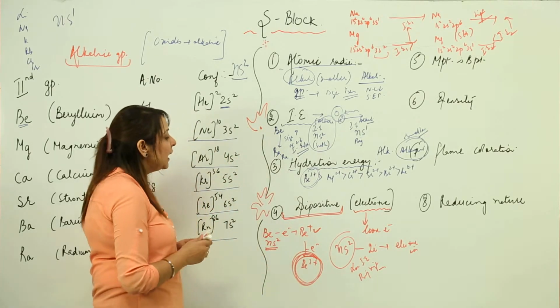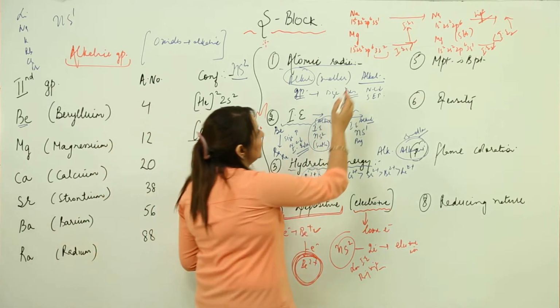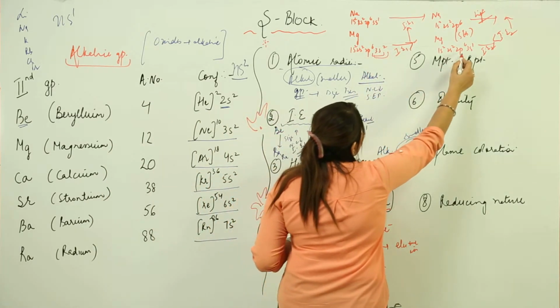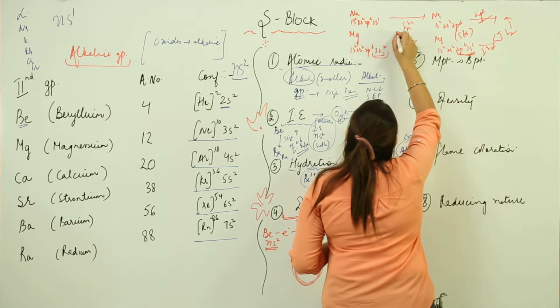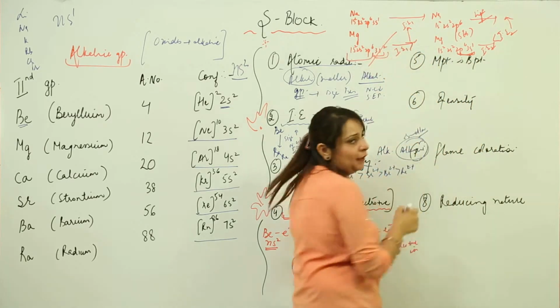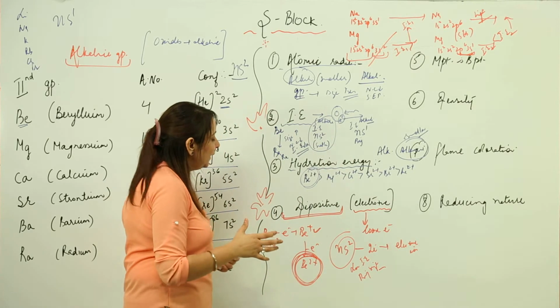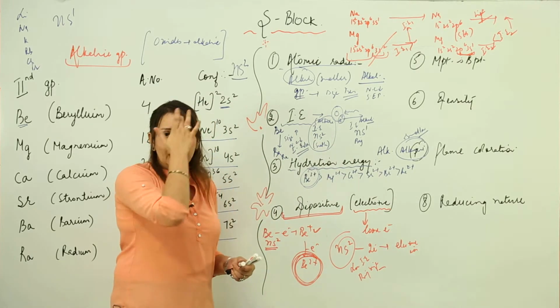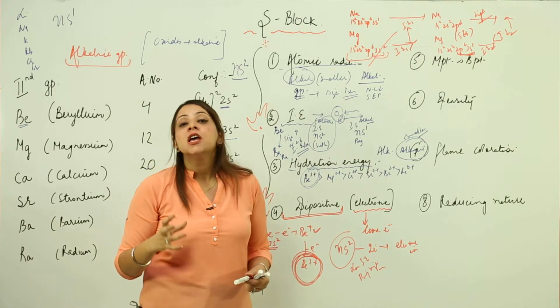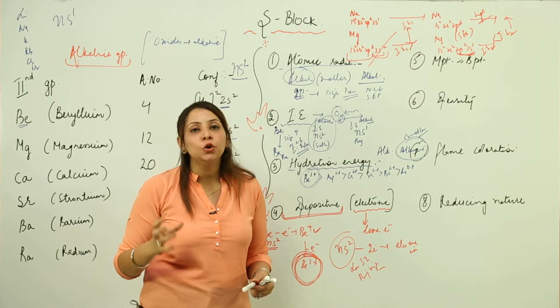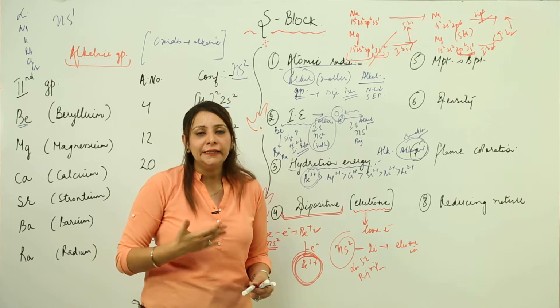The reason being, after removal of 1 electron, as you can see here, they have not acquired a stable configuration. But after removal of 2, if I remove this also and this also, they will acquire a stable configuration. So they will form a dipositive ion, because after losing 2 electrons they acquire a stable noble gas configuration. This is what they actually need.